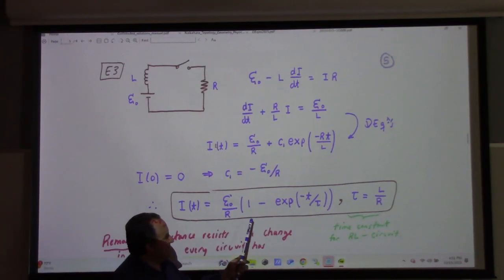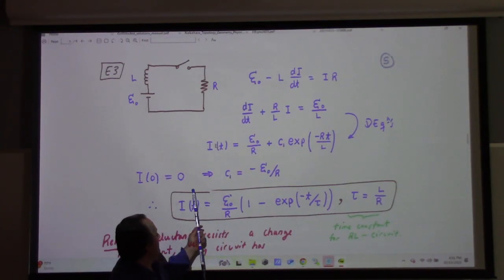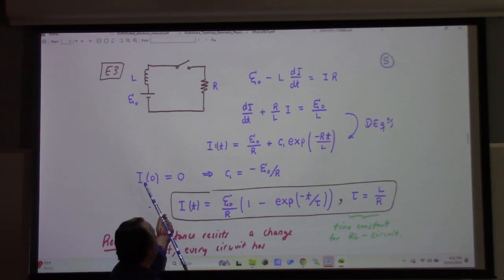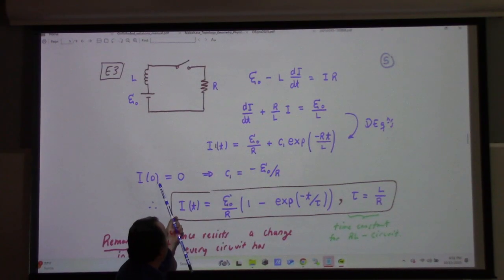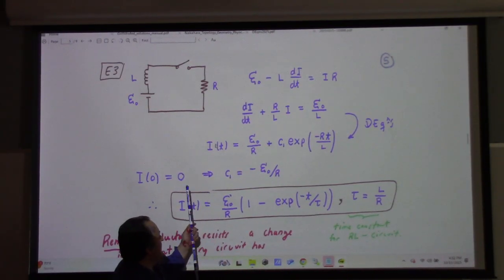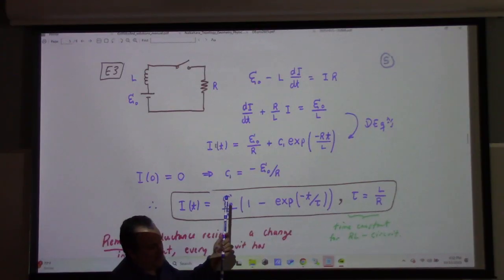The interesting thing, of course, is that the current at time 0 is 0 because we haven't closed the switch. I'm closing the switch at time 0, if you're wondering. And because the current before the switch is closed is 0, it must be 0 right after the switch is closed, because current can't jump.